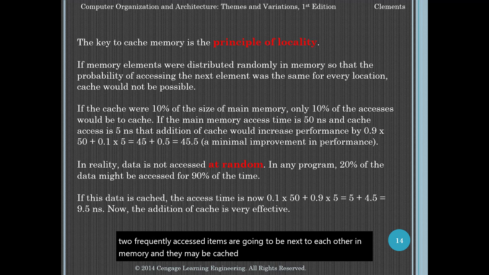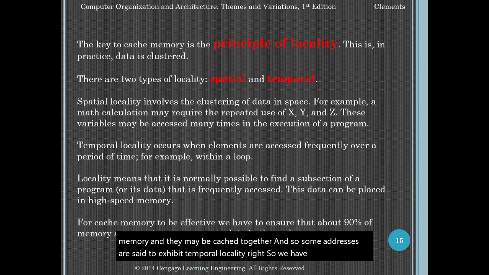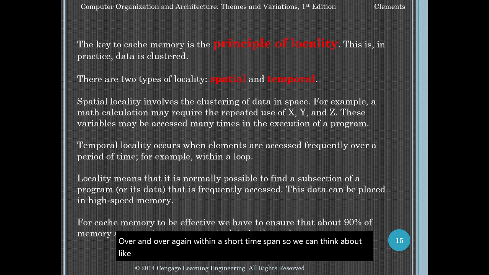Some addresses are said to exhibit temporal locality, right? So we have these two ideas of spatial and temporal locality. Temporal locality applies when locations are accessed over and over again within a short time span, like locations accessed within a loop. If you had a for loop that contained P, then that's going to give us access to the same variables in a regular pattern over time.